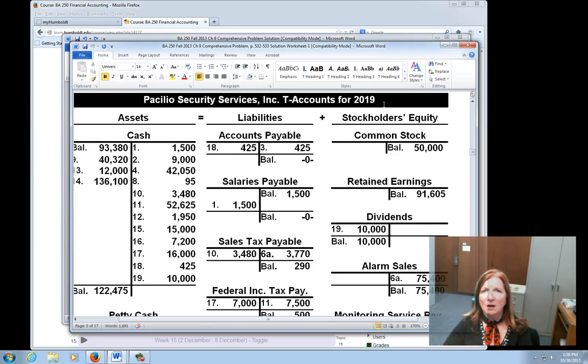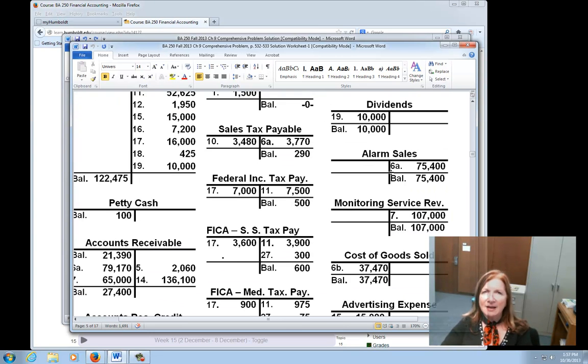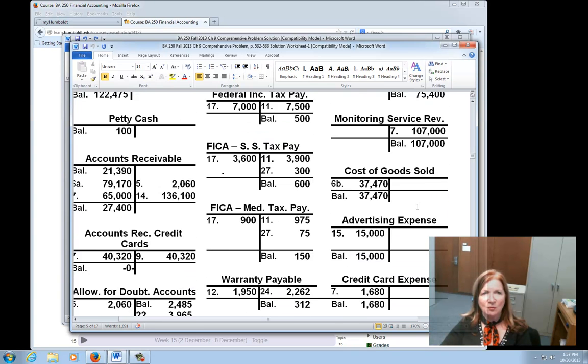Then we have the stockholders' equity. So the stockholders' equity is common stock and retained earnings. Dividends is the contra account to retained earnings that's used to distribute dividends out to our stockholders. And then the sales, the revenues, and the expenses are listed in the income statement, and we'll get net income from them, and we'll transfer net income into retained earnings in the closing process at the end of the accounting cycle. So here's the alarm sales when they sold alarms, and here's the monitoring service revenue that they had. So that's their two forms of revenue.